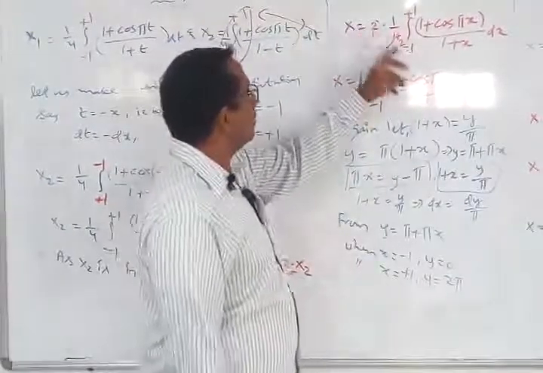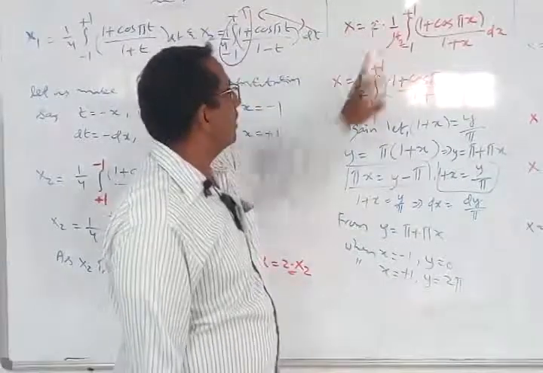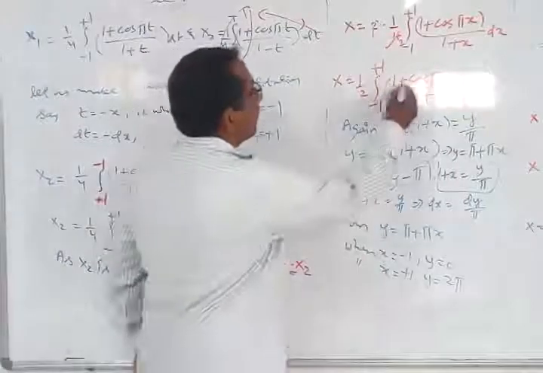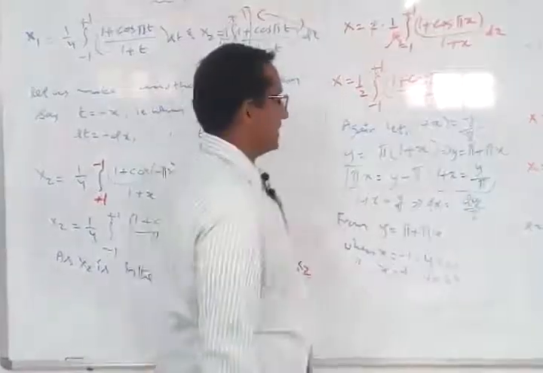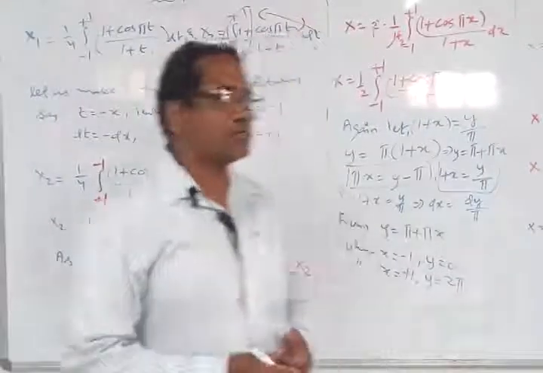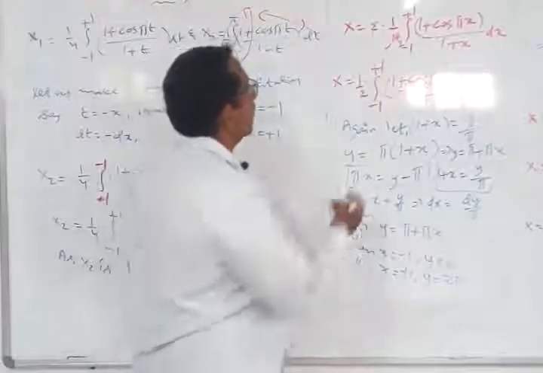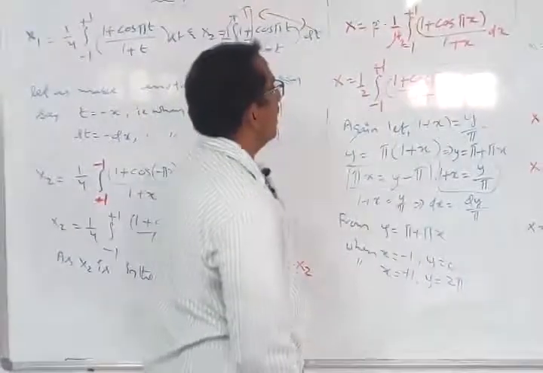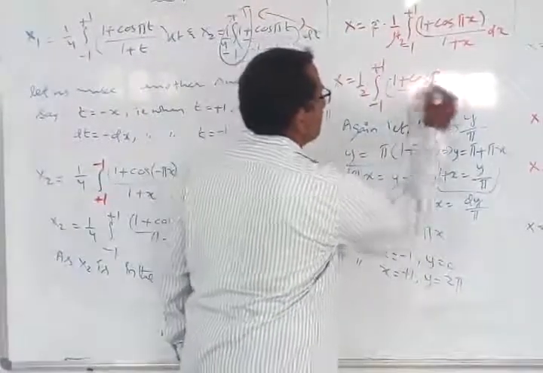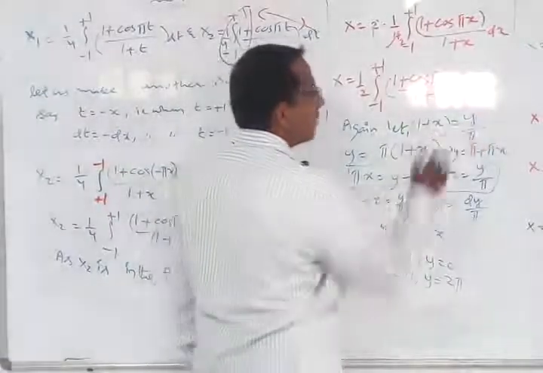Whatever this x2 that I have just computed, we are going to substitute in this equation. So the 2 will go with 4, and therefore I will get 1 by 2 here: 1 plus cos pi x by 1 plus x. Now once again I will make another substitution. This is going to be the last substitution for us towards getting the final solution. Now I have 1 plus x in the denominator, so I will make this substitution as 1 plus x is equal to y by pi.